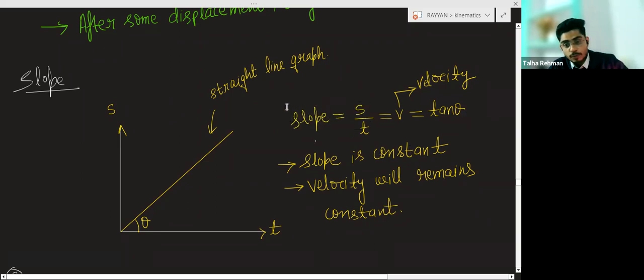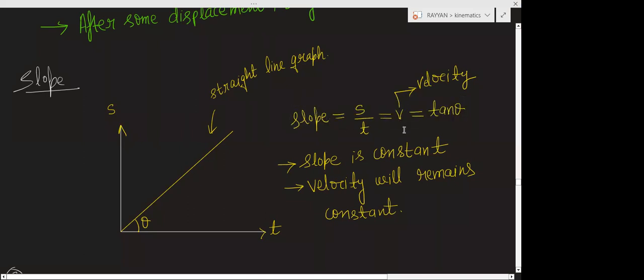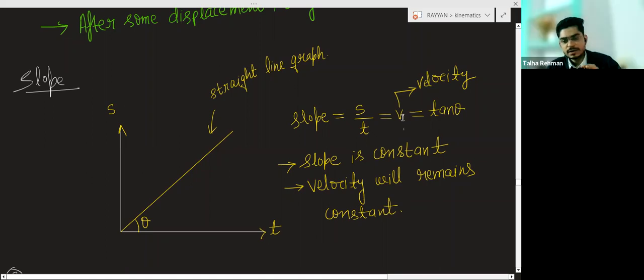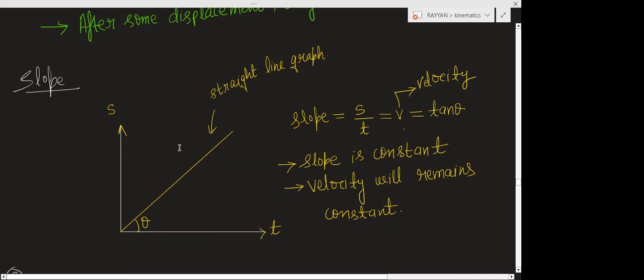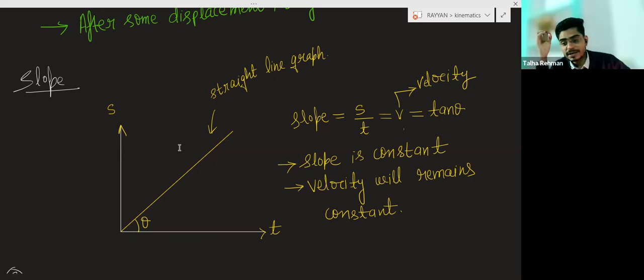Now, what is slope? Slope is velocity. So try to merge all the things. Slope is velocity, which means if the slope is not changing, the velocity is not changing. Velocity is constant. So for a straight line displacement time graph, the velocity is constant.